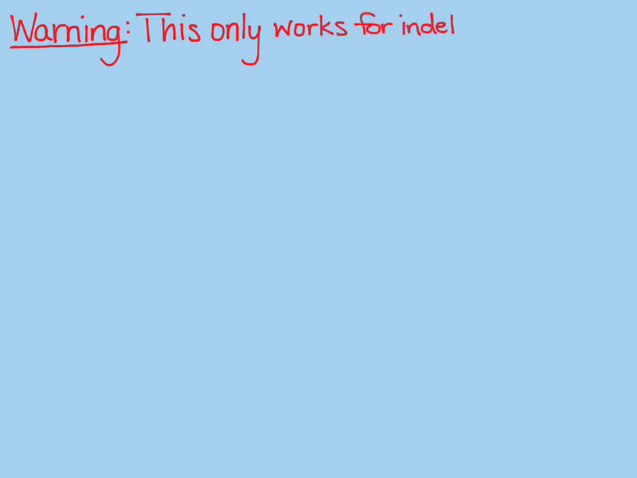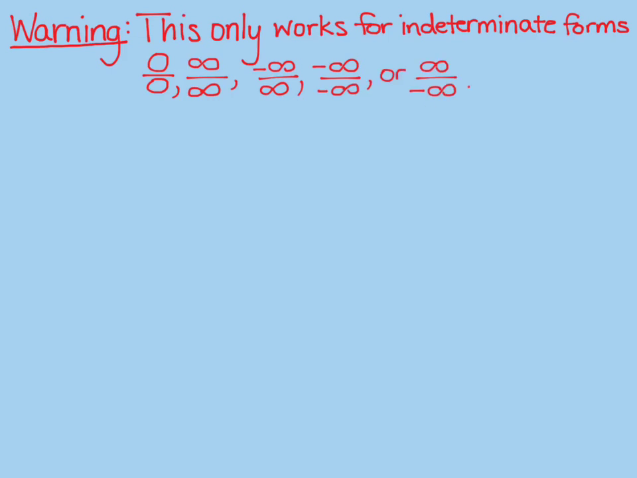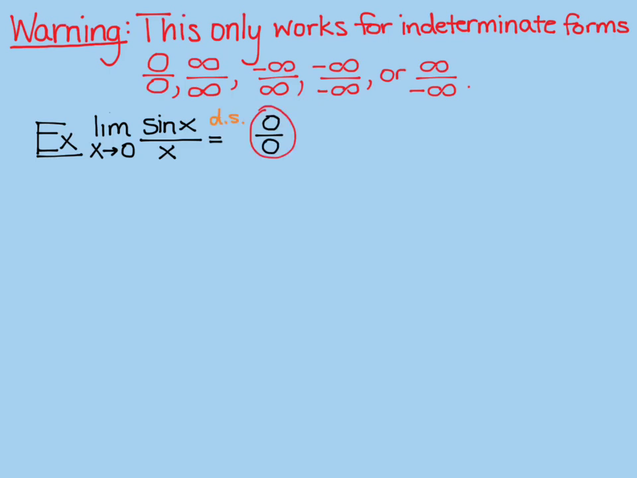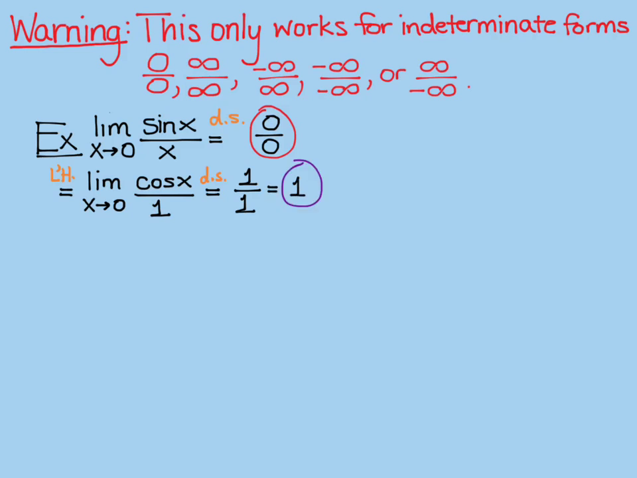Warning, L'Hopital's rule only works for indeterminate forms 0 over 0 or plus or minus infinity over plus or minus infinity. Let's look at another example. The limit as x goes to 0 of sine x over x. Direct substitution gives us 0 over 0, so we are allowed to use L'Hopital's rule. Taking the derivative of the top, we get cosine x, and taking the derivative of the bottom, we get 1, and we try direct substitution again. This time we get 1 over 1, which is 1. And remember, this was one of the limits that I told you to memorize. The limit as x goes to 0 of sine x over x goes to 1.